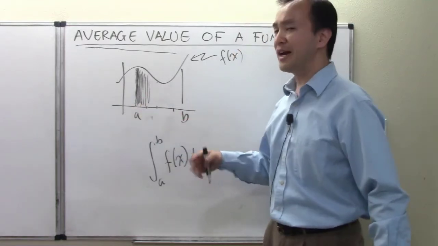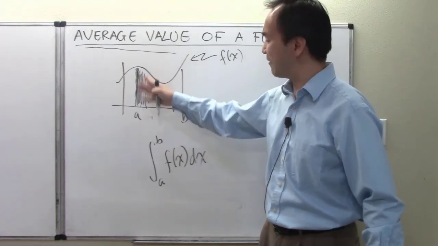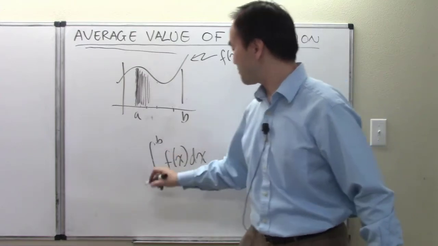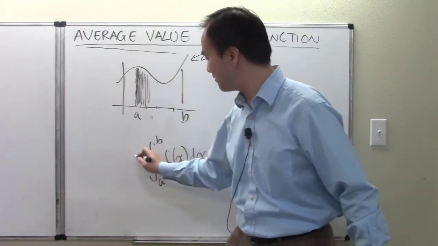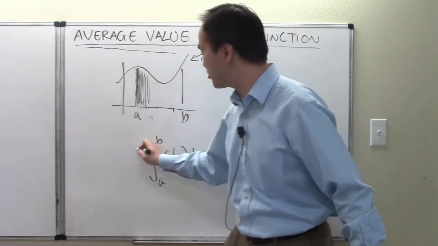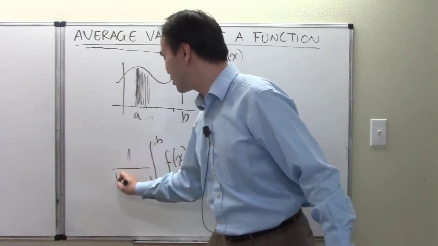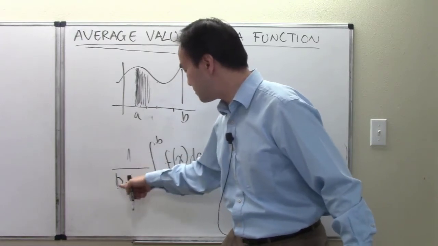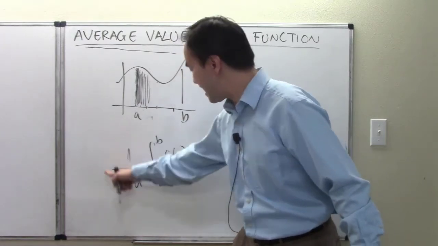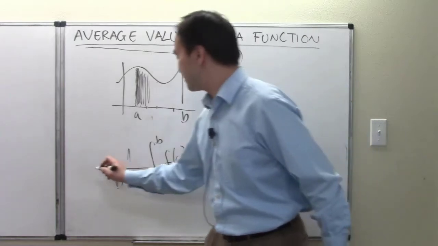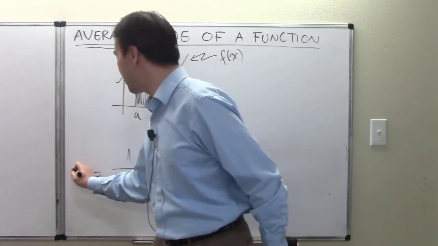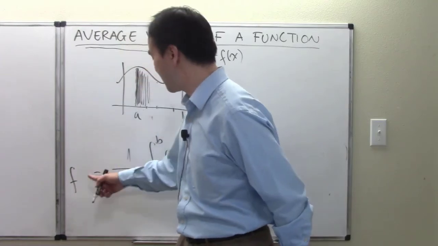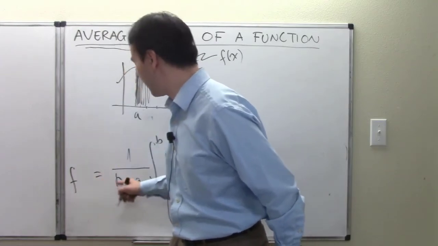So in that situation where we have infinitely many stripes, we're going to divide, and here's how we divide. We're going to multiply this accumulation by 1 over the total length from a to b, which is 1 over b minus a in the denominator. That is how we are going to obtain our average value of a function, for the function f.